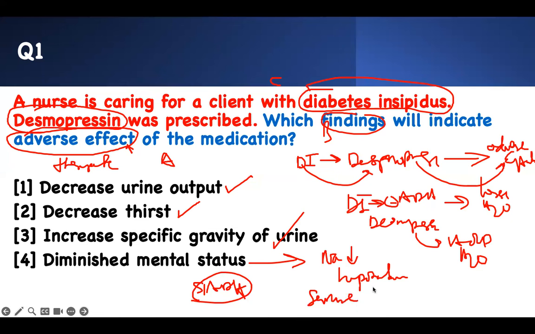When I'm treating you, I don't want you to have seizures. I don't want to cause hyponatremia. I'm okay to accept the other findings because I know these are therapeutic effects in order for you to stop losing water. But when I see diminished mental status, it's not a therapeutic effect. This is an adverse effect. Somebody will argue, yeah, your sodium is going to go low because you're holding on to water. But that is not the reason we give you the medication. It's an adverse effect of that medication to make you hyponatremic and diminish your mental status.